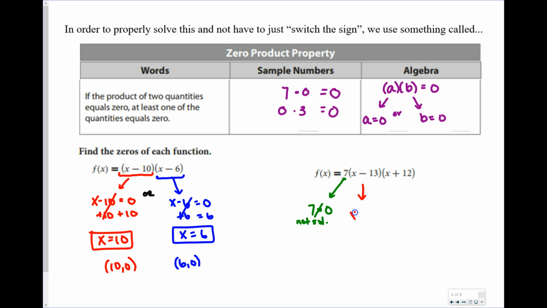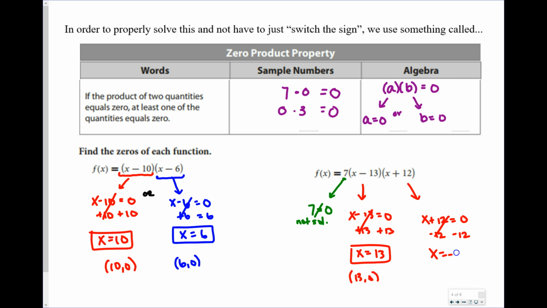The others we are going to pull out. x minus 13 equals 0. x plus 12 equals 0. And then we're going to go ahead and solve these. Add the 13. I get a solution of 13. So I get an x-intercept of 13. And here when I subtract the 12, I get a solution of negative 12 and an x-intercept of negative 12. Okay?